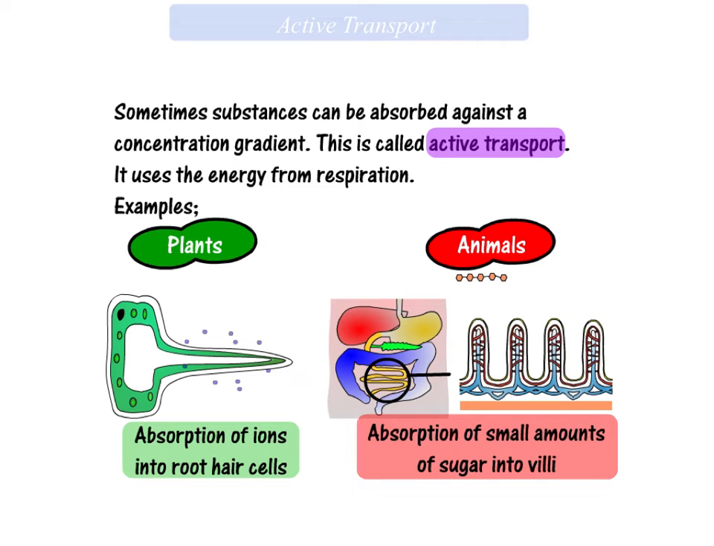Where is this used? You need to know where it's used in a couple of places. So sometimes substances can be absorbed against the concentration gradient. This is called active transport. It uses energy from respiration, which takes place in our mitochondria.